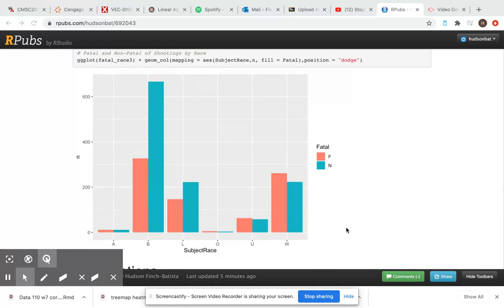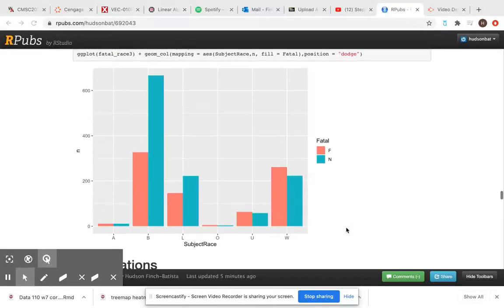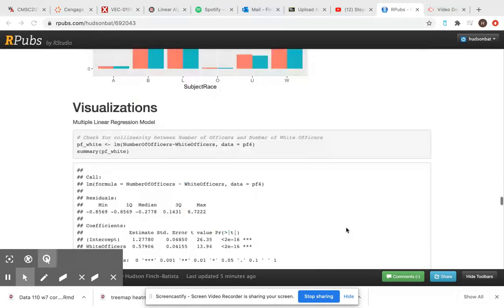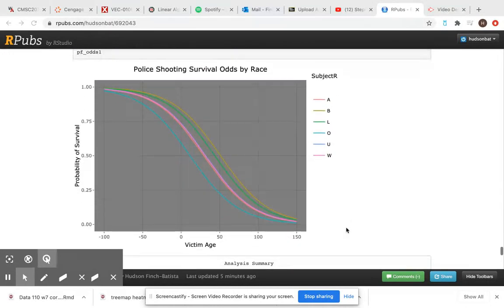And this was the most interesting preliminary visualization because it showed that Black people and Latino people were the only racial groups that had fewer fatal shootings than non-fatal shootings. And I used this to create a multiple logistic regression model to model the odds of survival for different races. And as one would expect, Black people and Latino people have the highest odds of survival compared to white people and Asian people.